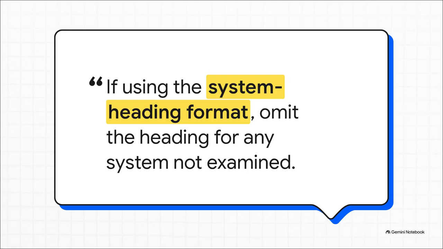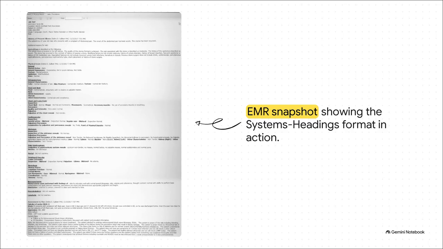Just leave it out. Take a look at this actual EMR snapshot. It brilliantly illustrates the concept in practice. Notice how incredibly clean and scannable the systems heading format is when pertinent positives and negatives are recorded properly. You can see how the provider has clearly separated general, HENT, neck, respiratory, and so on. It just creates a much more efficient reading experience for the next healthcare professional who opens up this chart.